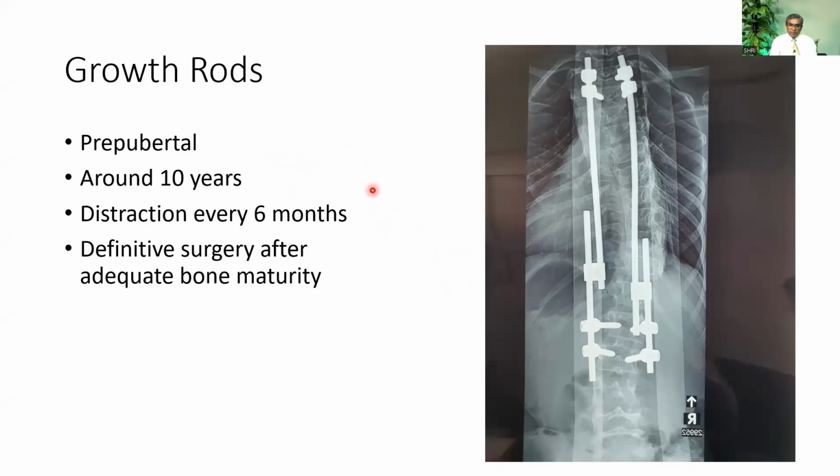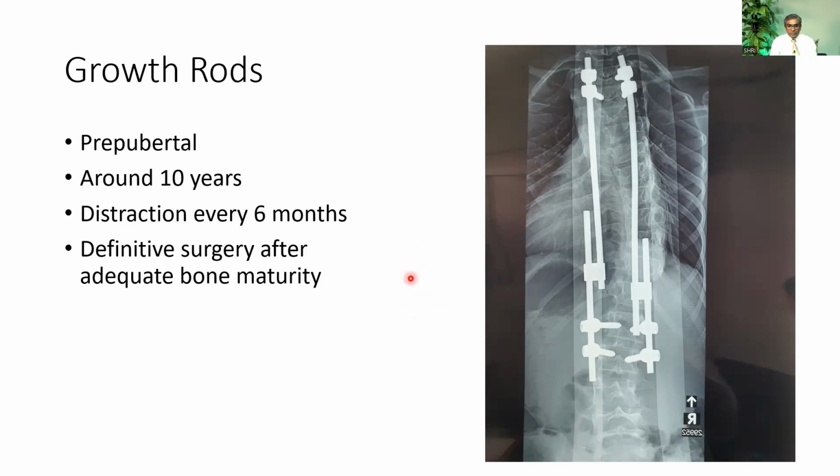For pre-pubertal children, around 10 years, there's a method called growth rods. As you can see in this X-ray, we have put screws and rods into the spine, but they are connected with a domino in the middle. We can use this method where every 6 months we do a smaller surgery and distract these rods so that the child's spine grows in length. Otherwise, if you fuse them by 10 years, they will not have adequate spinal growth. So this is called growth rods. This is something that we do in Sri Lanka.